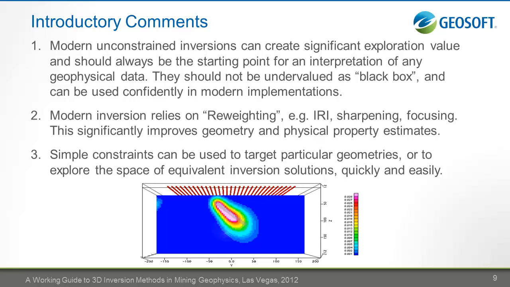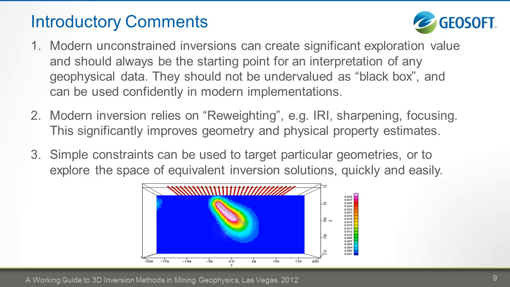And simple constraints can be used to target particular geometries. I showed you the example of the flatline geometry, and on the bottom of this image again I'm emphasizing just how well these basically unconstrained inversions allow you to recover this dipping plate. That's a very useful and efficient type of process to apply to geophysical data.